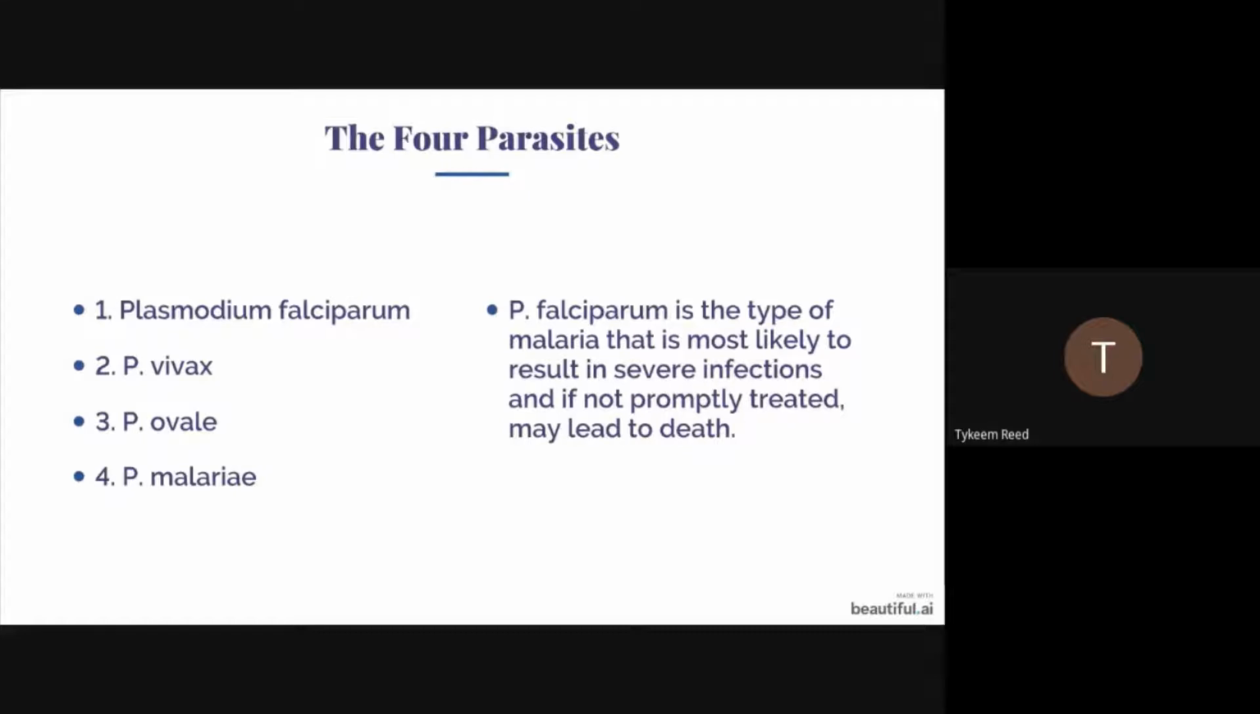All right, there are four main parasites. You have Plasmodium falciparum. That's the main one. The P stands for Plasmodium. All of them are Plasmodium, but P is just what scientists call them to shorten it down. So you have Plasmodium vivax, Plasmodium ovale, and Plasmodium malariae. Plasmodium falciparum is the type of malaria that is most likely to result in severe infections, and if not promptly treated, may lead to death. So this one is the main cause of it all, the deadliest parasite.